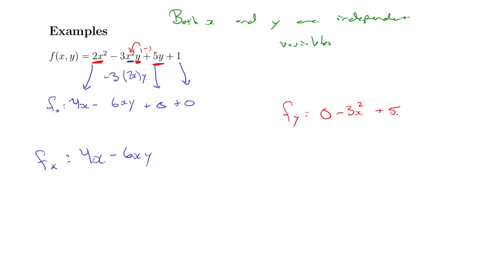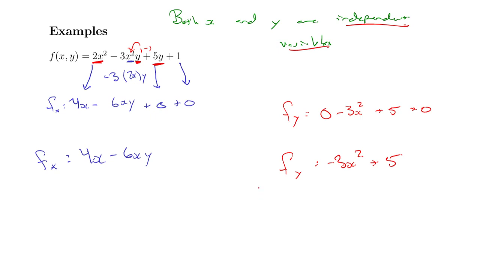Then we've got this plus 5y. The derivative is just going to be 5. Again, not 5y prime, because y is an independent variable, so it's acting like the variable here. And 1 is still a constant, so we end up with 0. Negative 3x squared plus 5. That is your partial derivative with regard to y.